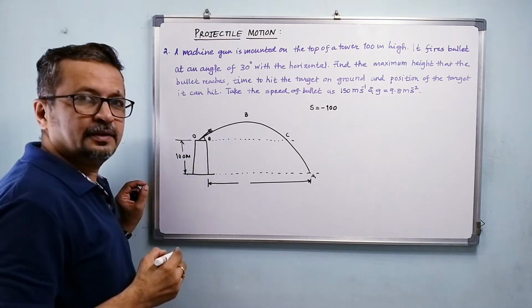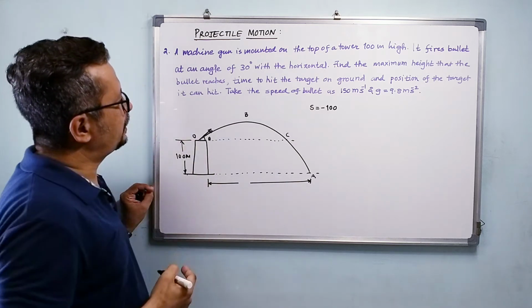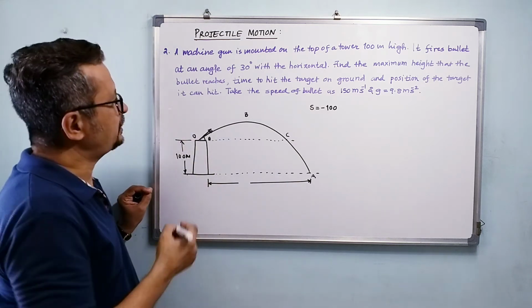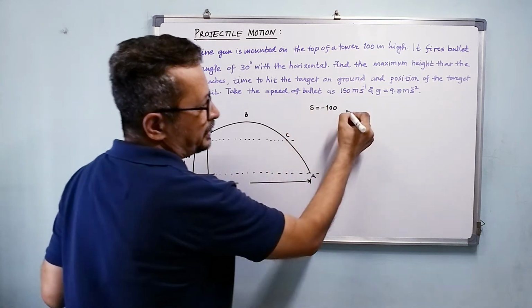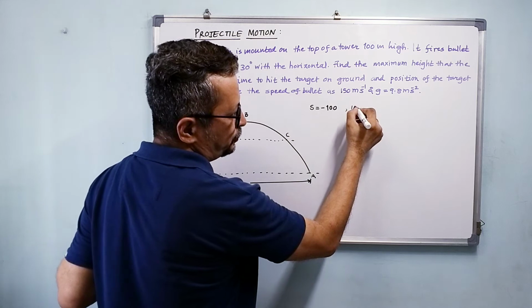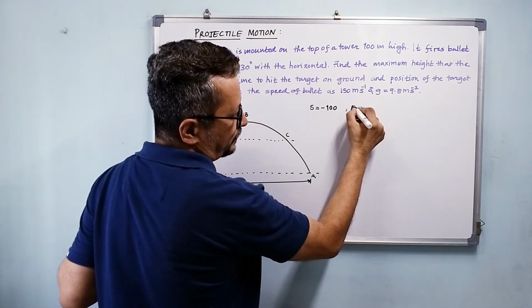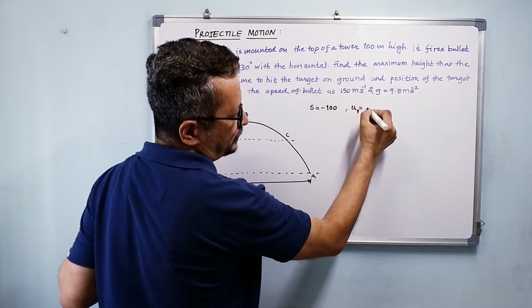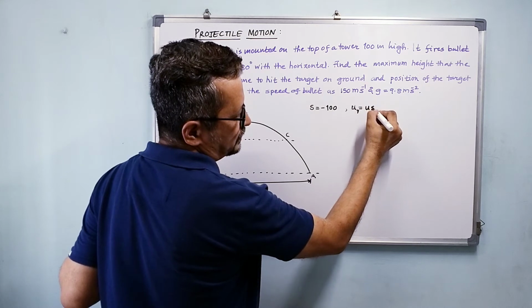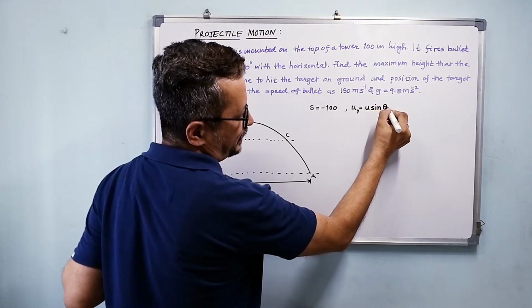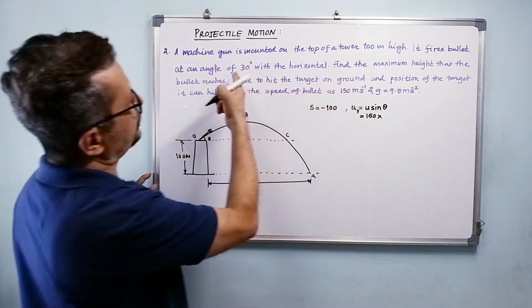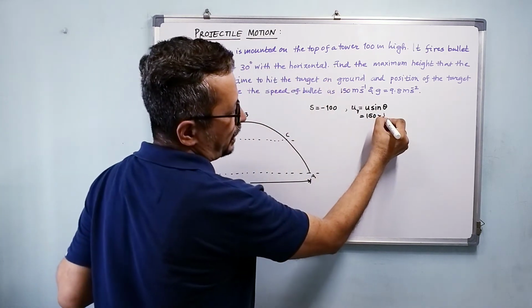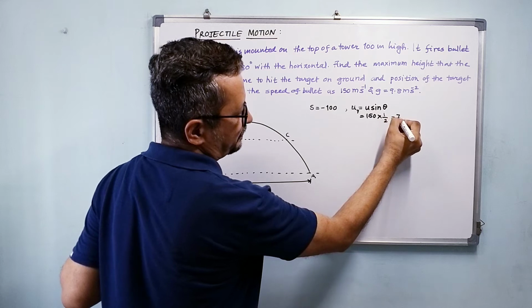right? What about my initial velocity here? Initial velocity would be 150, and so initial vertical velocity, uy I would say, is equal to u sine theta. So that is equal to 150 into sine of 30 degree, that is equal to half, that is 75.